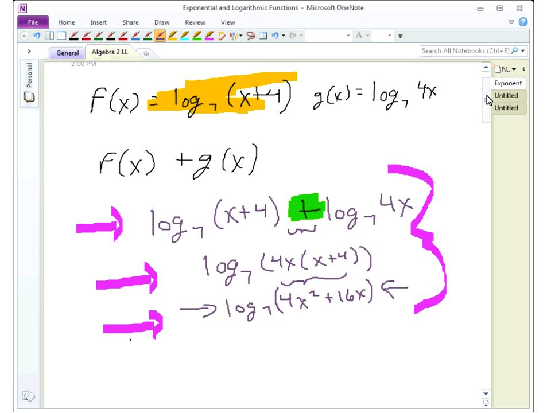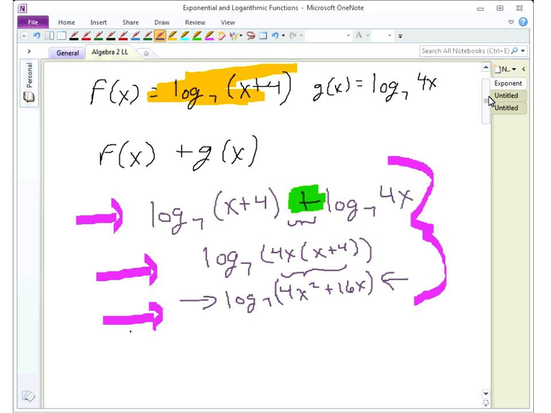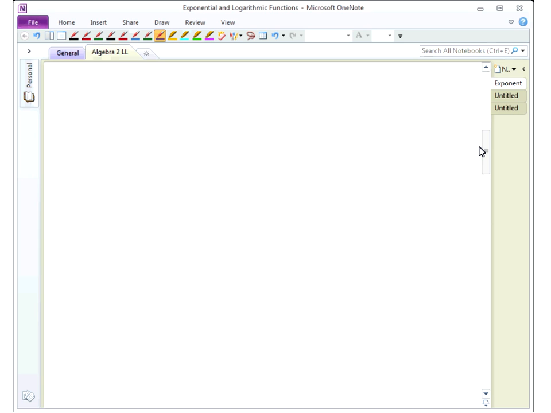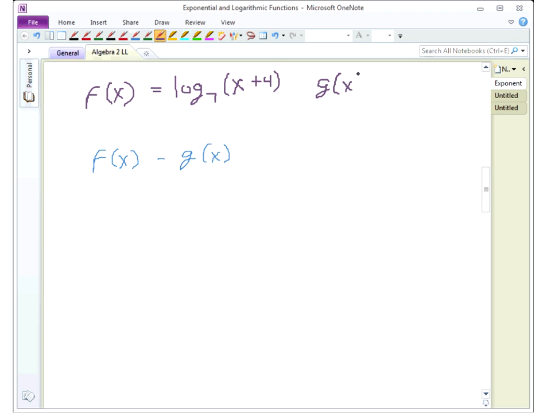All right, I'm not going to review properties of logs with you, but I do want you to try this one on your own. And it's dealing with the same functions. I'll rewrite these up here. So f of x equals log base 7 of quantity x plus 4. And then our g of x was just log base 7 of 4x.